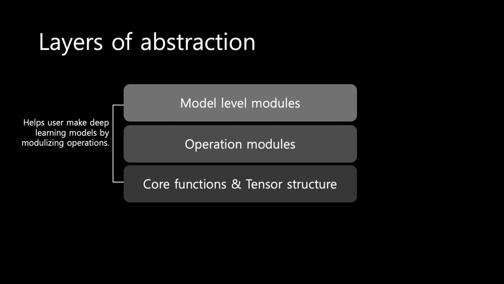After making core functions that are optimized by the GPU, we have to make an operation module that helps the model propagate forward and backward automatically.